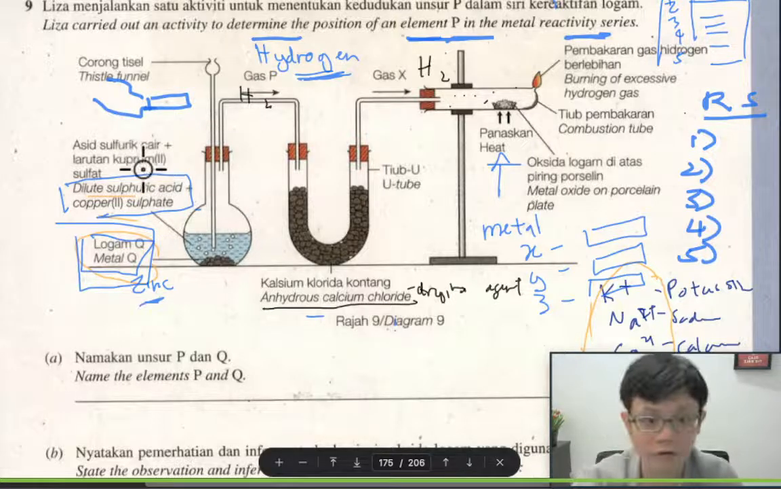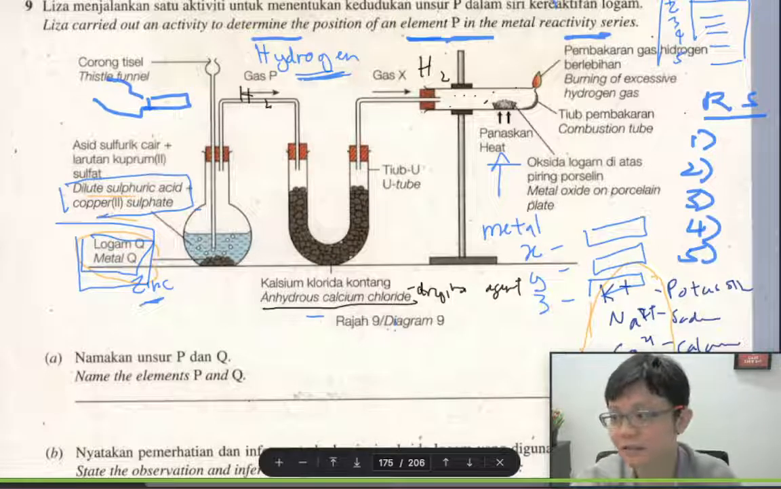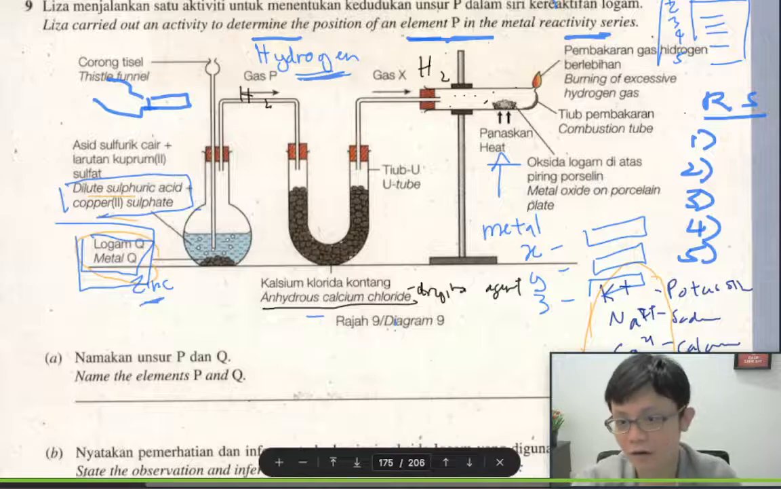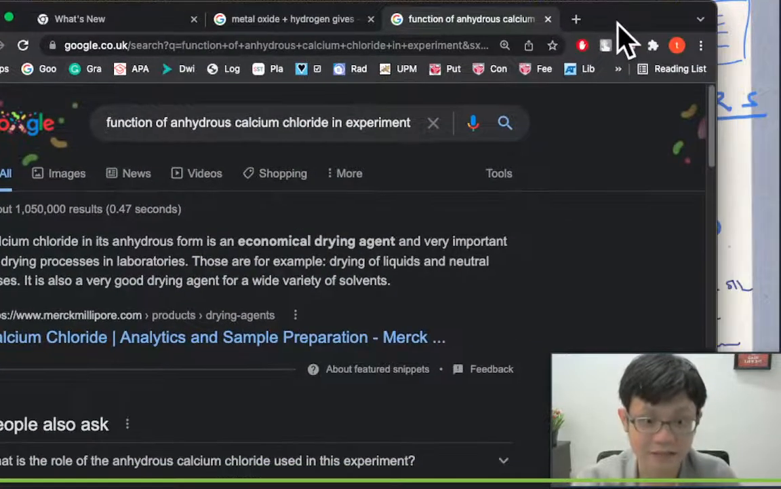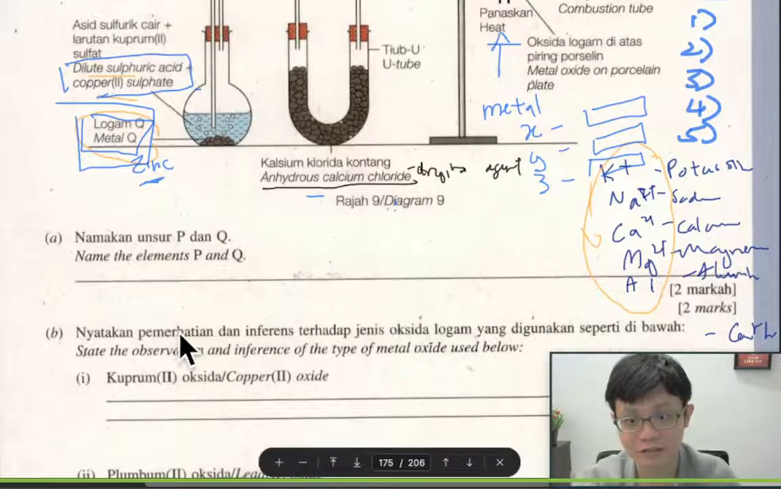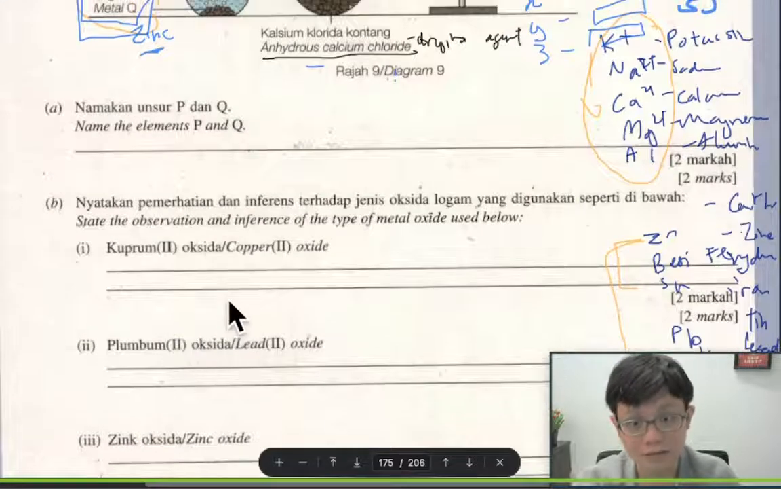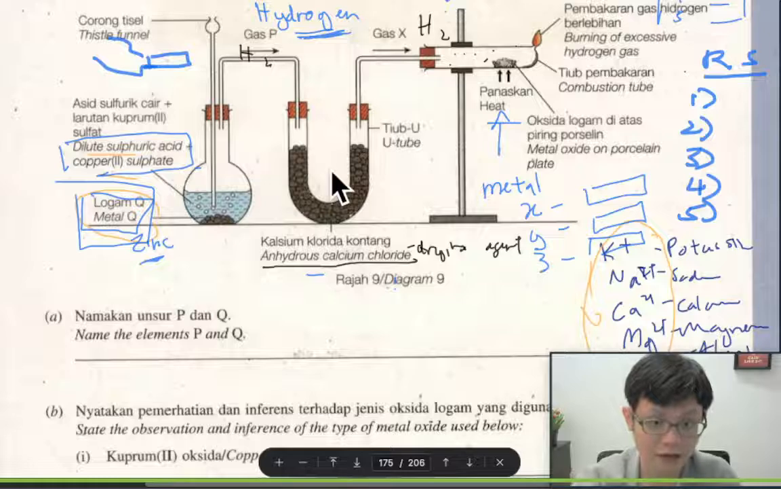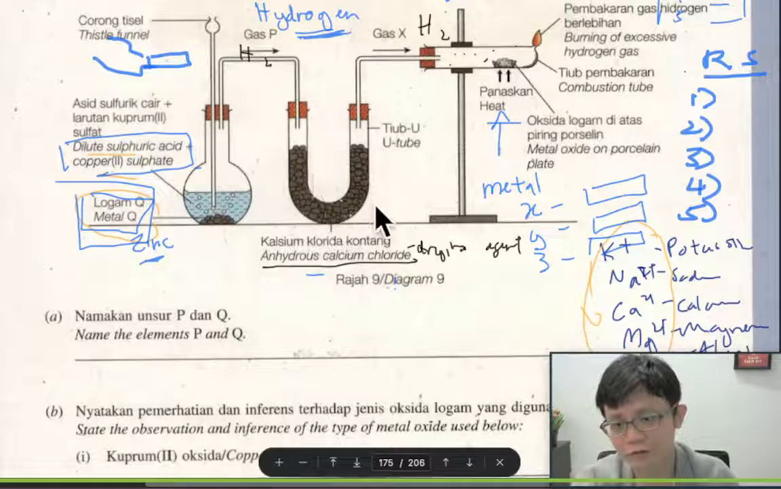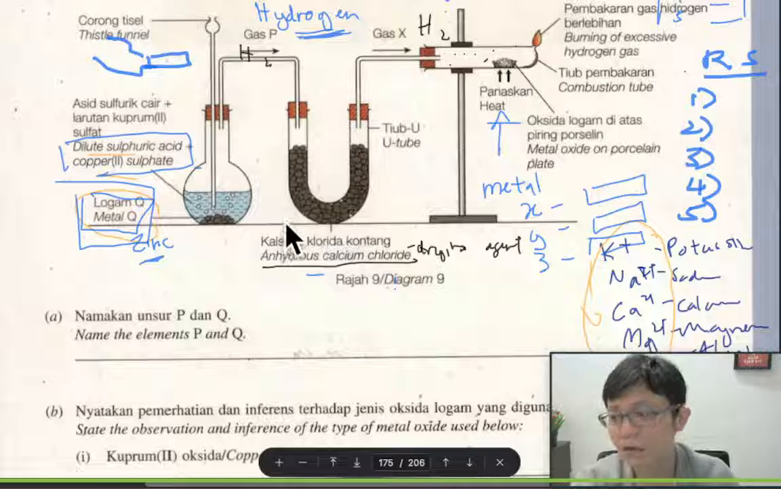If you don't know, as I mentioned, please go and Google. Google the function of anhydrous calcium chloride, for example, as a drying agent. When you Google, then you understand, then you remember, then you understand science. Don't just do this question without understanding, because when you go to Form 4 and Form 5, they can ask you this function. Of course, in Form 3 they won't ask you.